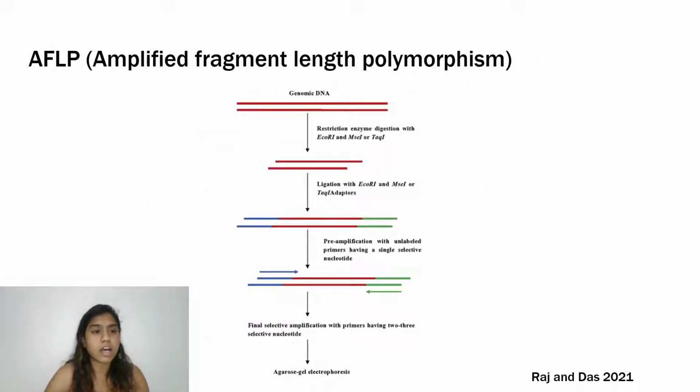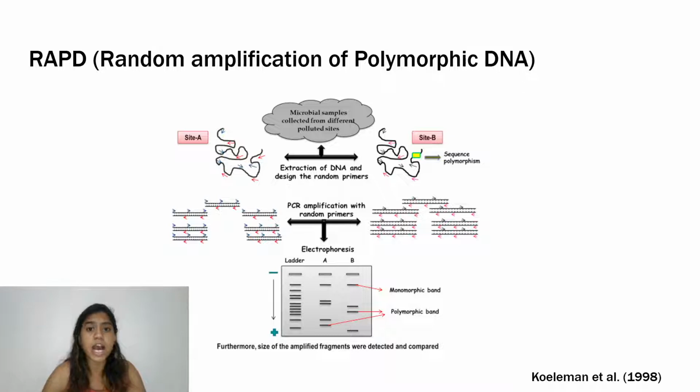So that's how RFLP works. Another technique is AFLP. Before AFLP, I'll probably talk about RAPD. RAPD is a method which stands for random amplification of polymorphic DNA. Here again we are looking at polymorphisms like single site polymorphisms, but here we do not use restriction enzymes. We rather use random primers and sequence random regions.